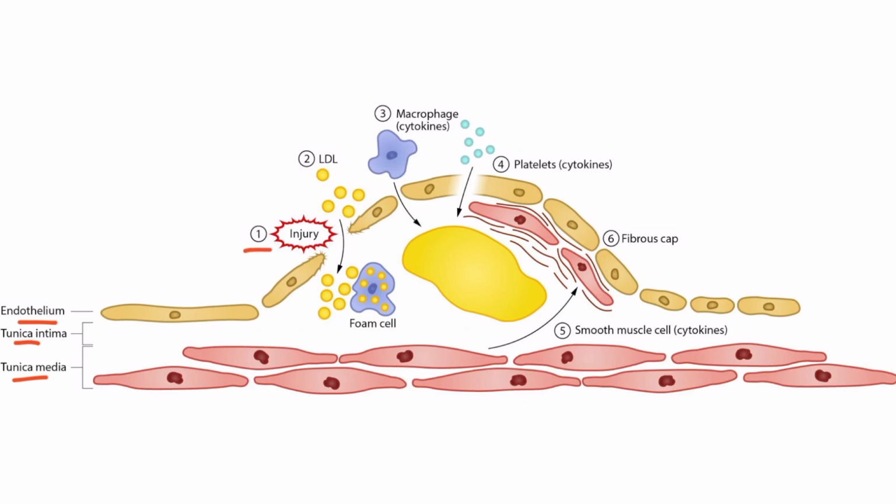The endothelium is a protective barrier, so once it's injured, lipoproteins, such as LDL that are circulating in the vasculature, can leak into the tunica intima. So step 2 is LDL enters through the injured site. Next, the LDL becomes oxidized and macrophages enter the area where they consume these oxidized lipids. This results in the formation of foam cells, which are simply macrophages which have engulfed oxidized lipids. So for step 3, macrophages enter the site and form foam cells.